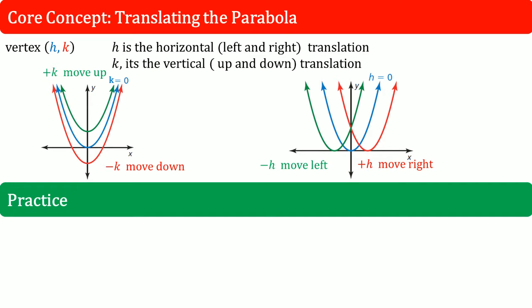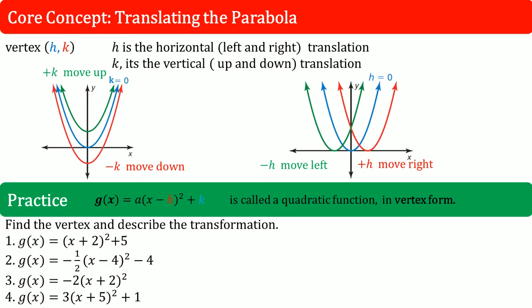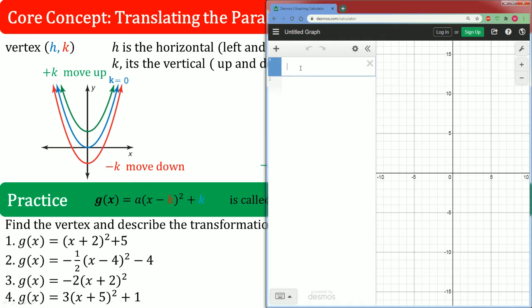Now we're going to practice. Given that as the vertex form, please find the vertex and describe the transformation. Please pull up Desmos to do this. Here we are going to enter the function g of x. g of x is equal to (x + 2) squared + 5. And you saw here the vertex is (-2, 5).